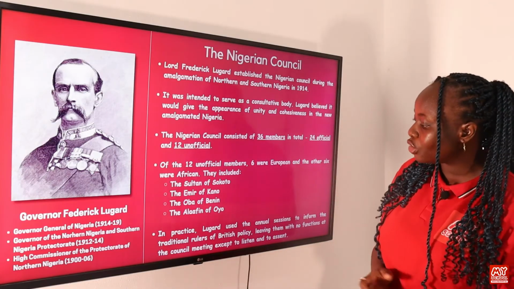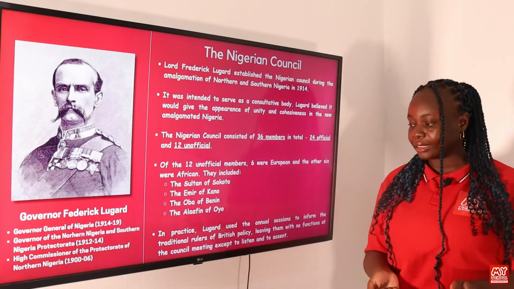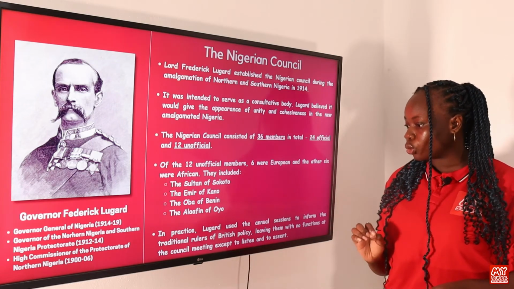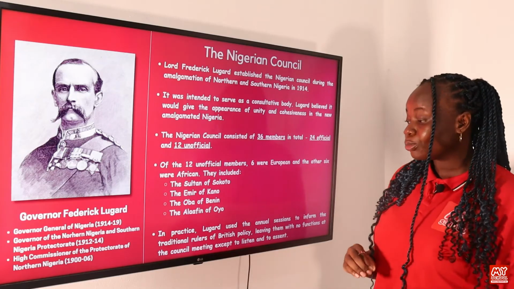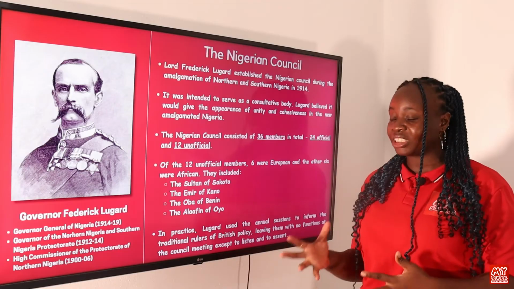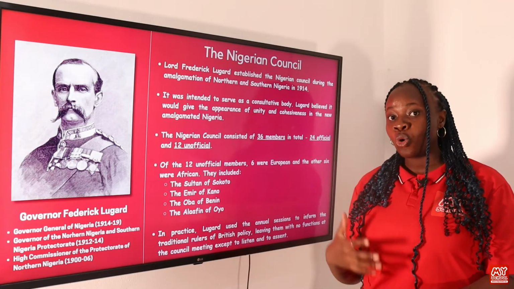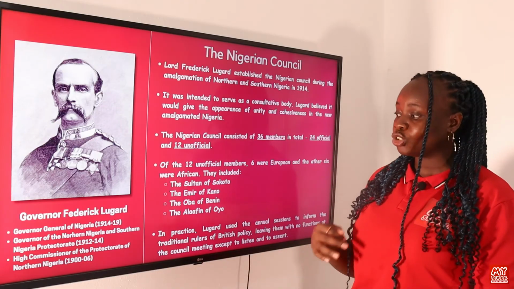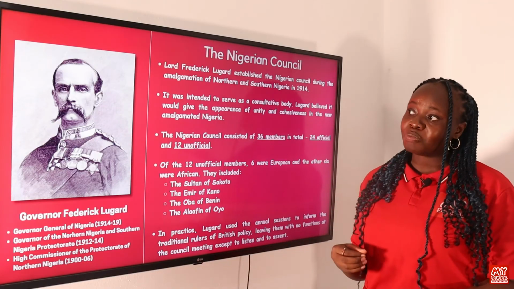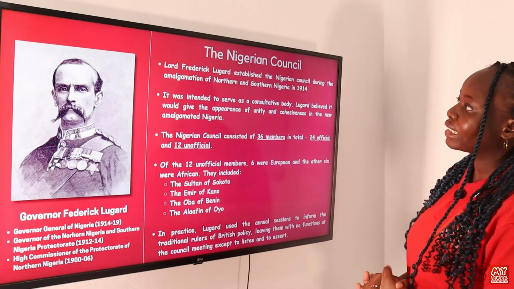So in practice, Lugard used the annual sessions to inform the traditional rulers of British policy, leaving them with no function at the council meeting except to listen and to assent. So we can see that in this sense, the Nigerian Council was just designed for the traditional rulers to listen to policy directions and to go back to their communities to implement the policies that had been made by the colonial administration. Now let's move on to the next slide.